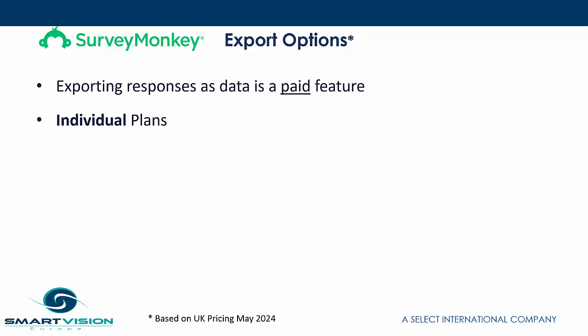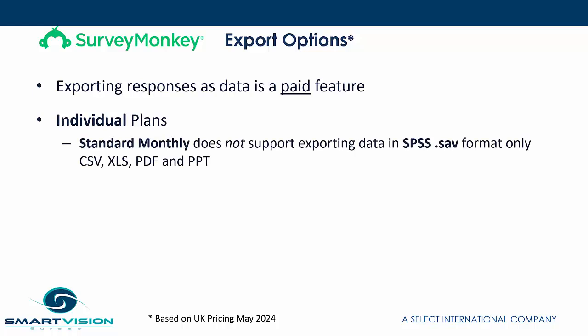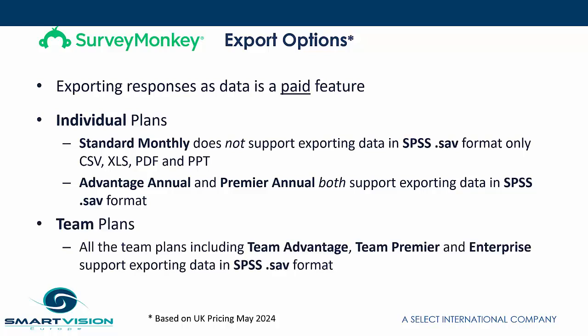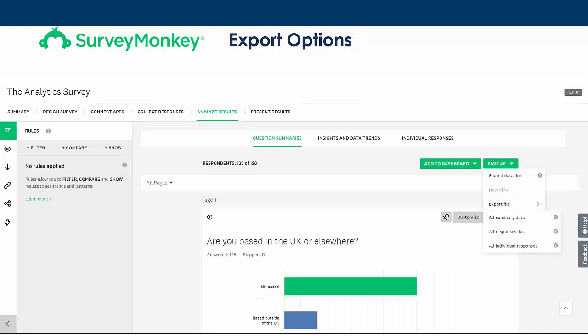Secondly, there are two different types of plans. There are individual plans and team plans. In individual plans, the standard monthly plan does not support exporting data in an SPSS SAV format, only in CSV, XLS, PDF and PPT. If, however, you have the Advantage Annual or the Premier Annual individual plan, these both support exporting data in SPSS.SAV format. With regard to team plans, all of the team plans, including Team Advantage, Team Premier, and Enterprise, support exporting data in SPSS.SAV format.